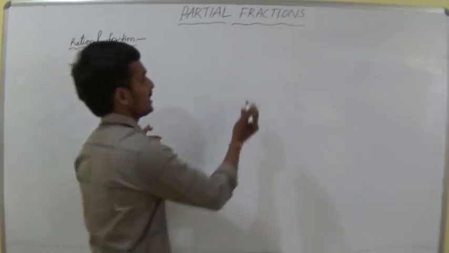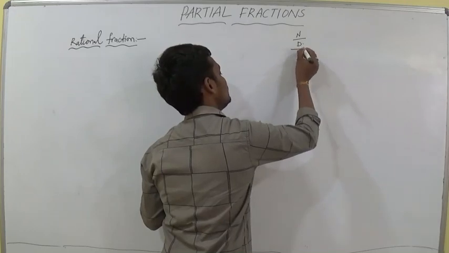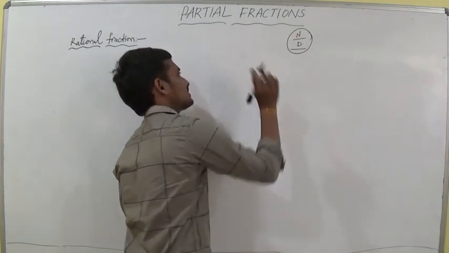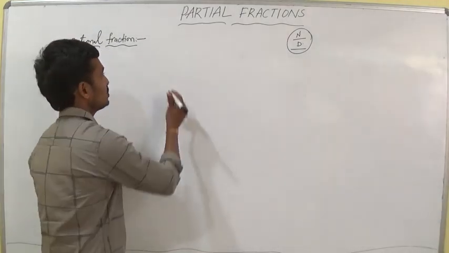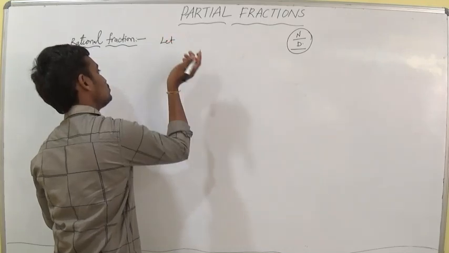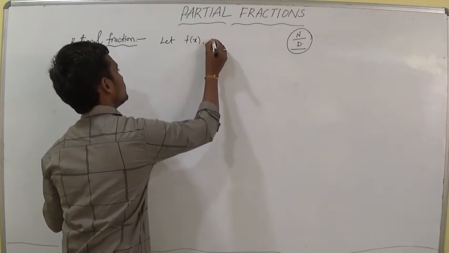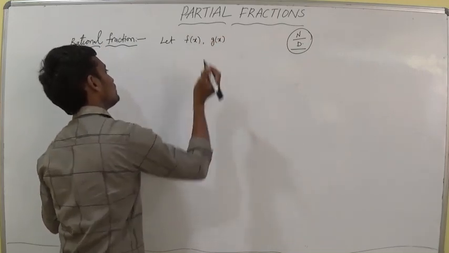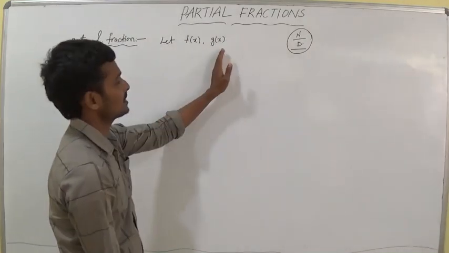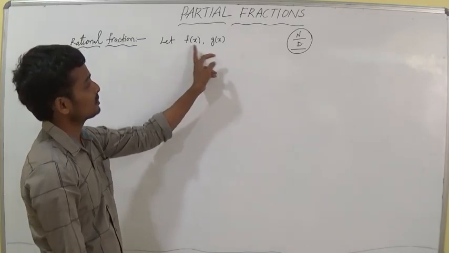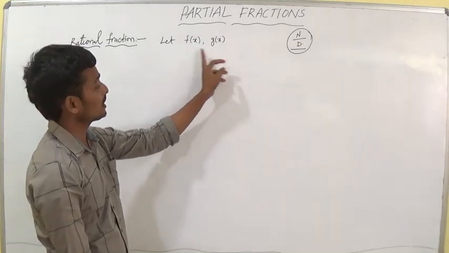A fraction means something having 2 terms, the numerator and the denominator. Here we are discussing fractions for polynomials or functions. Let there be 2 polynomials or 2 functions, f of x and g of x. F of x is a function and g of x is also a function. For example, if these 2 are numbers, say f of x is 1 and g of x is 2, can you write a rational form?